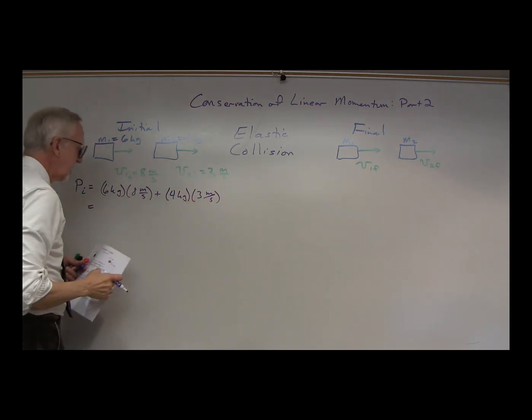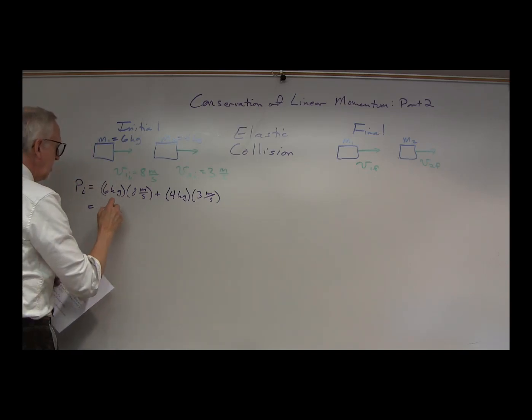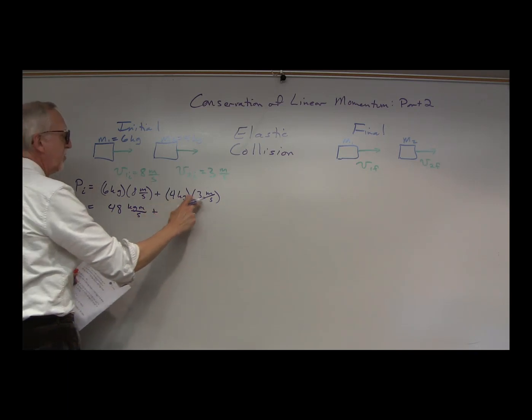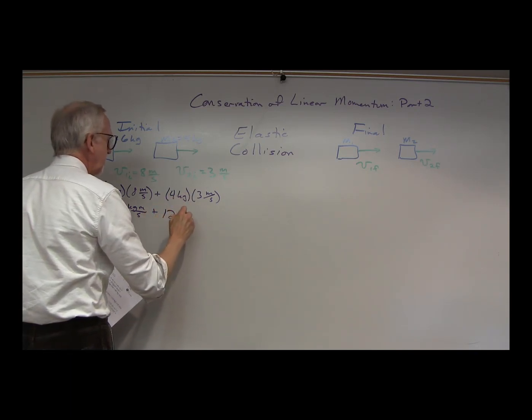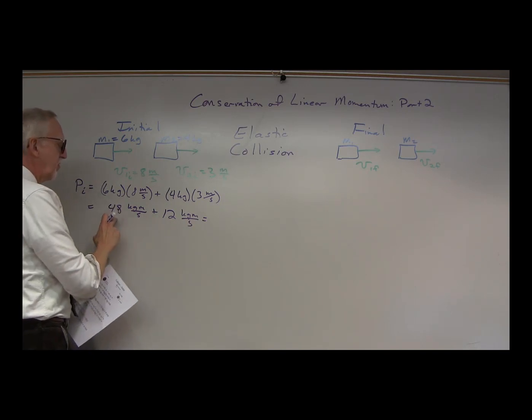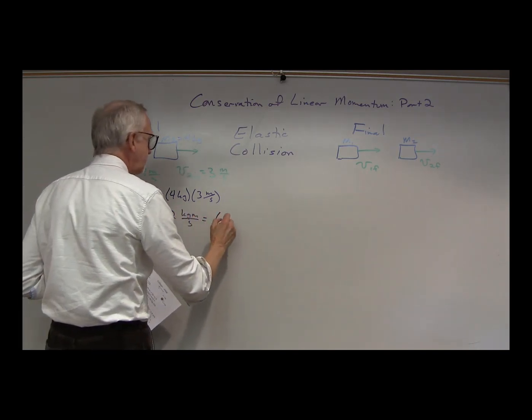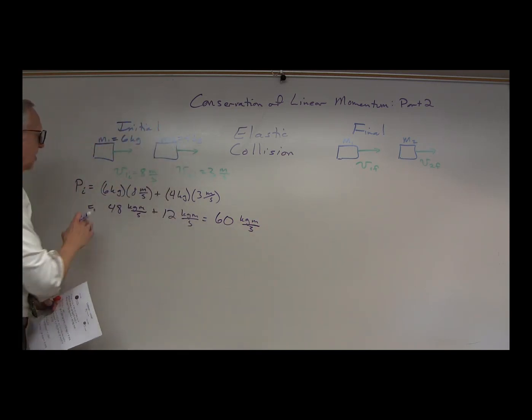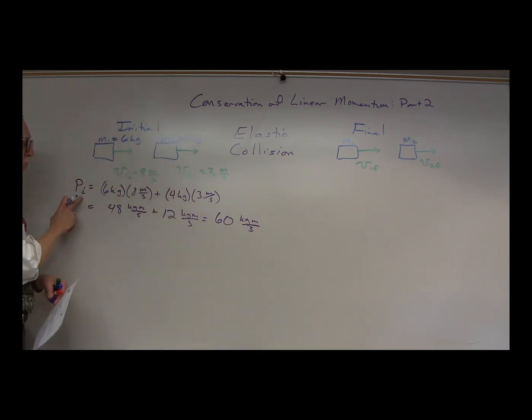Well, we've got 6 times 8, that's 48 kilogram meters per second, plus 4 times 3, that is 12 kilogram meters per second, which gives us a total of 48 plus 12, or 60 kilogram meters per second. So that is our total initial momentum.